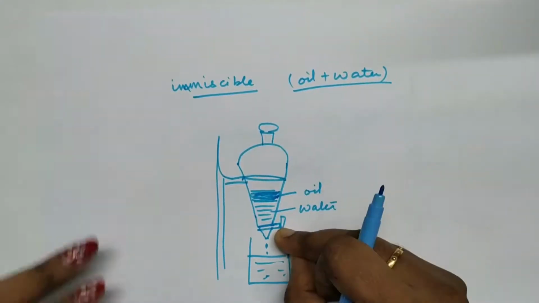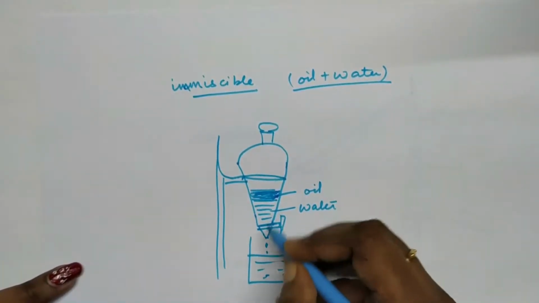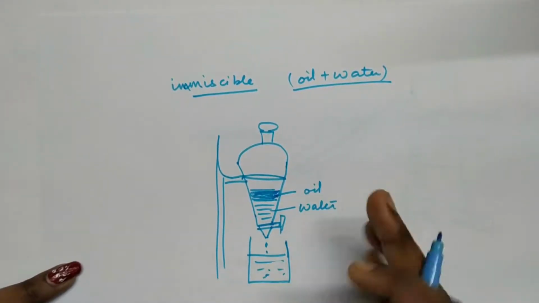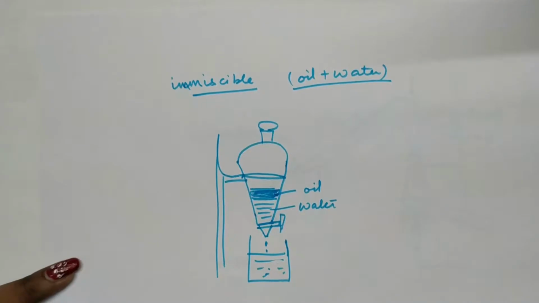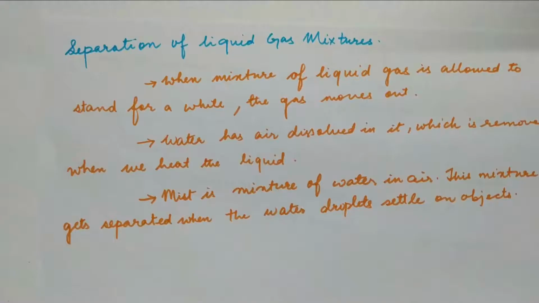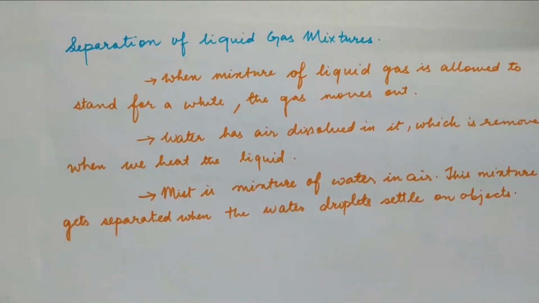and then you can open the stopper here and allow the water to be collected first, and then you can collect the oil. So that kind of separation using the separating funnel is how we separate liquid-liquid mixtures which are immiscible and heterogeneous. Next we go to the separation of liquid-gas mixtures.